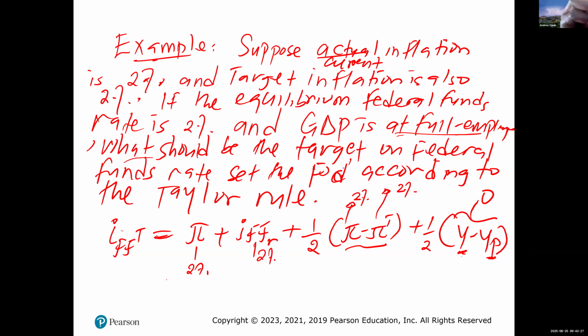So according to the Taylor rule, the Federal Reserve should set a target on the federal funds rate equal to 4%. It's going to be this 2 plus 2, 4. This is 0, because 2 minus 2 is 0. 1/2 times 0 is 0. This part is going to be 0, based on that. So according to John Taylor, when inflation is at its target and GDP is at full employment, the federal funds rate must be set at 4%.